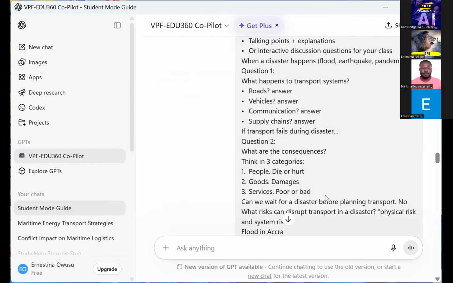So the first question it asked was, when a disaster happens, which is either flood, earthquake, or pandemic, what happens to the transport system? So road, vehicle, communication. I didn't give any answer, so I asked it to answer for me. And the next question was, if transport fails during a disaster, what are the consequences? Think in 3 categories. So it gave me people, goods, and services. So I answered for people, die or hurt. Then goods, I answered damages. Then service, I answered poor or bad.